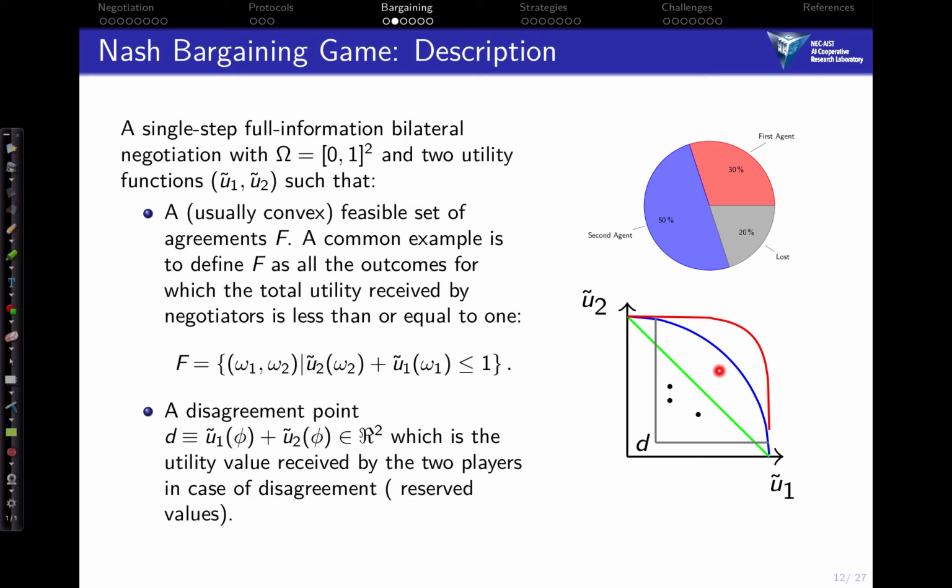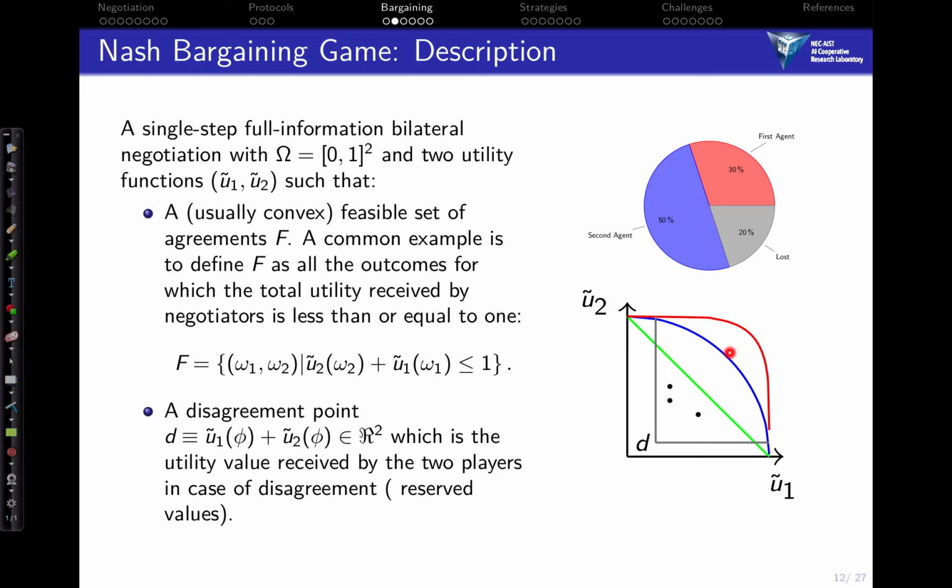And usually there is what we call a feasible set. A feasible set of agreements is a set of agreements that are allowed by the protocol. And a very common example is that the total utility received by the negotiators is less than or equal to 1. So this is the green line here. Anything under the green line is a feasible outcome. Anything above the green line is not a feasible outcome. Okay?